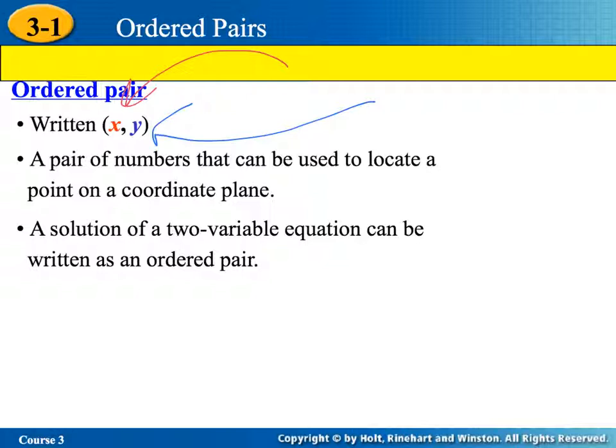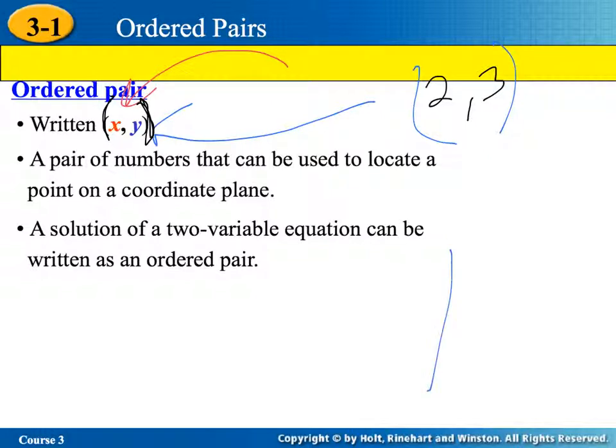Also, make sure these parentheses are very important. They tell me that it's an ordered pair. So something like 2, 3 without parentheses is not an ordered pair. We need to add our parentheses to make it an ordered pair. An ordered pair is a pair of numbers that can be used to locate a point on a coordinate plane.